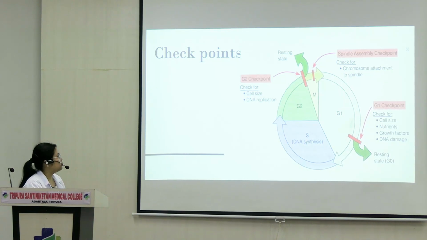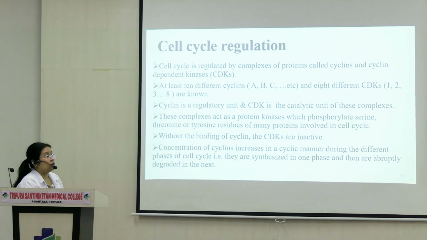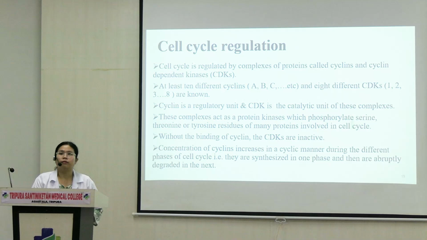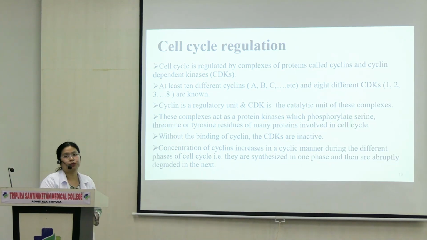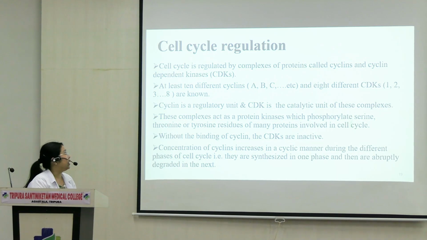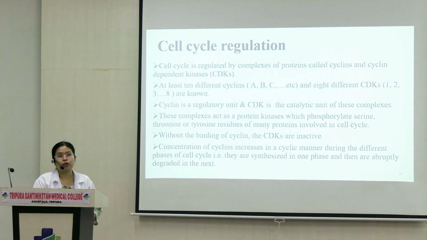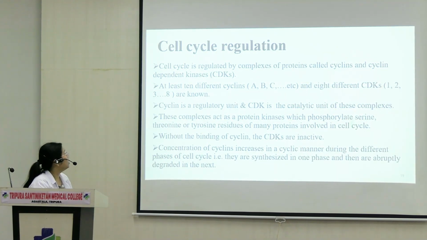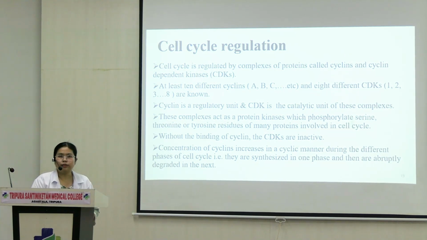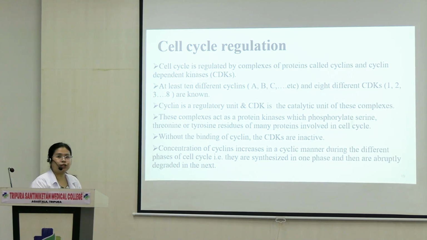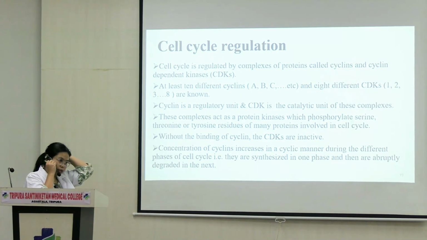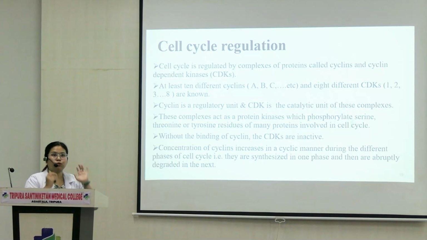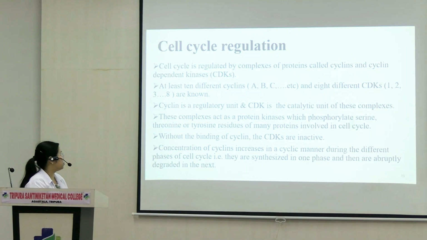So again, same diagram. How are these checkpoints managed or regulated? They are regulated by a group of proteins known as cyclins and cyclin-dependent kinases, or CDKs. There are different types of cyclins and different types of CDKs that are known. Cyclin is the regulatory unit and CDK is the catalytic unit. CDK is the enzyme. And for CDK to be activated, it has to bind to the cyclin protein.